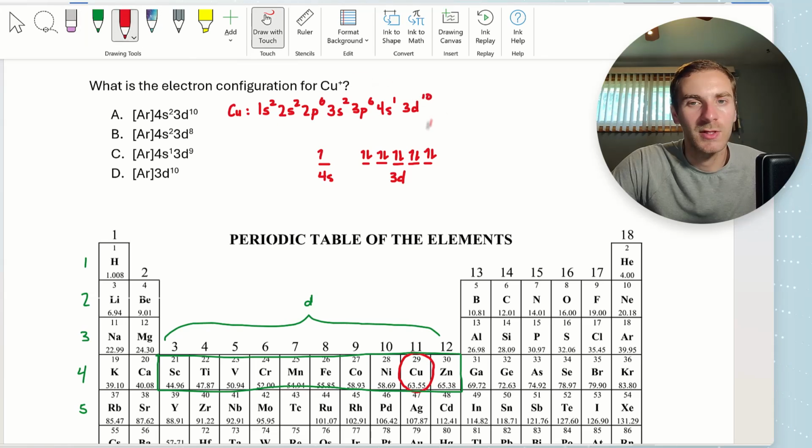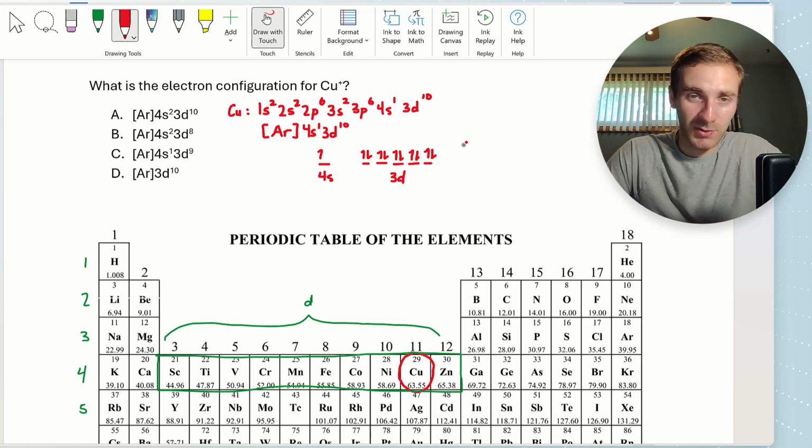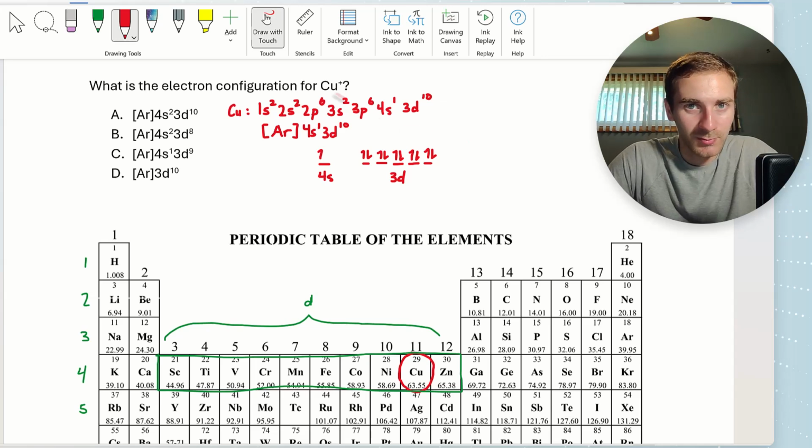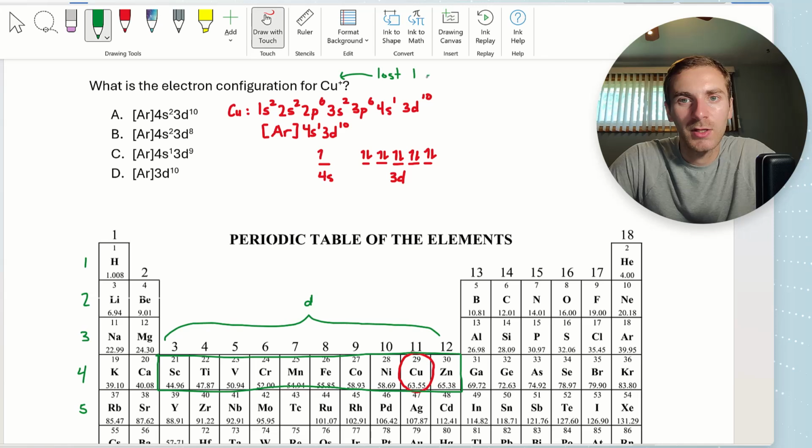Or if we wrote this in the noble gas form, that would be Ar 4s1, 3d10. That's for regular neutral copper. So Cu+, it has a +1 charge. That means it lost 1 electron. So we have to take away 1 electron. And then where are we going to take it away from?